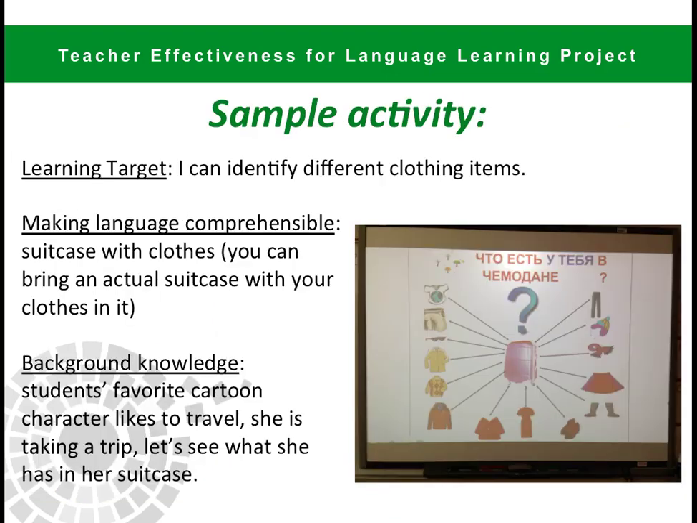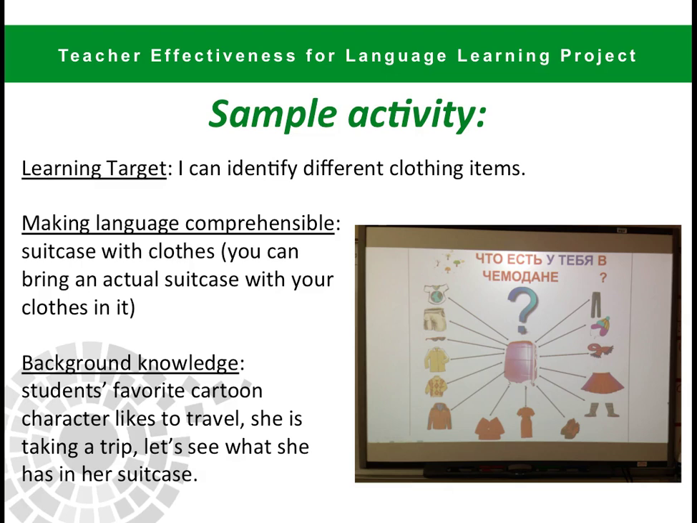Here's another sample activity. Let's take a close look at what the learning target for the day is, what kind of language we're working with, and what some of the strategies are that we can use when delivering this information. For example, the learning target for this activity is: I can identify different clothing items. So in order to make the language comprehensible, I brought in a suitcase with clothes. When I was introducing the language, I was pulling the different clothes out of the suitcase so that the students could make a connection with the actual clothing item.